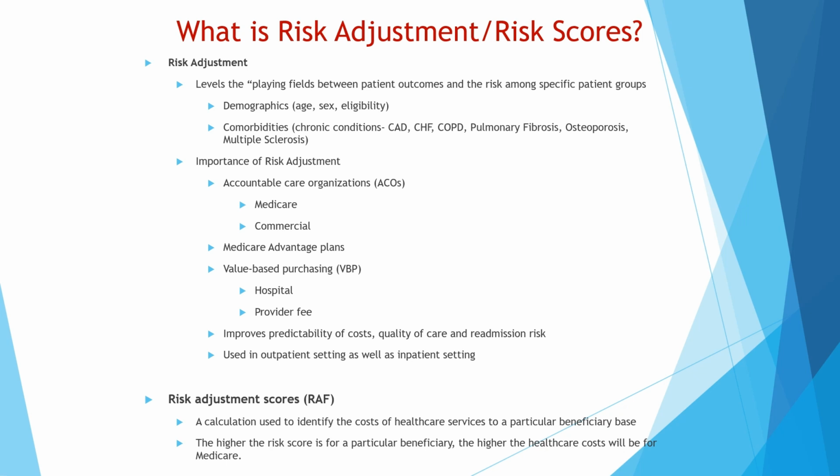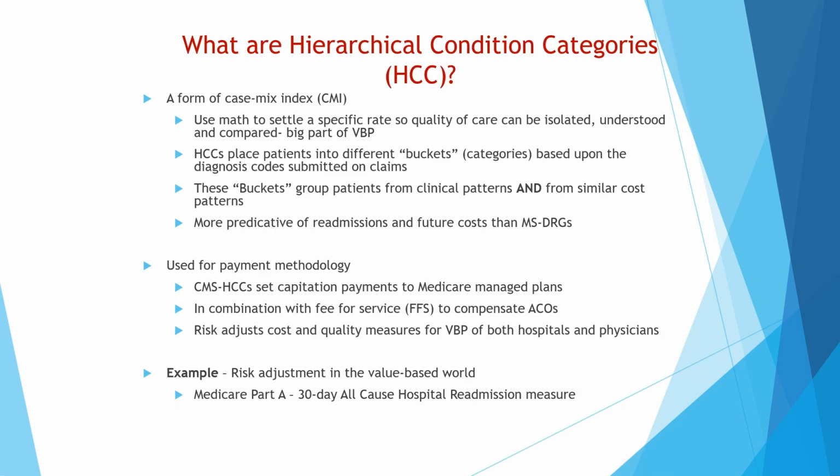Risk Adjustment Scores or RAF. It is a calculation used to identify the costs of healthcare services to a particular beneficiary base. The higher the risk score is for a particular beneficiary, the higher the healthcare costs will be for Medicare. What are hierarchical condition categories or HCC?